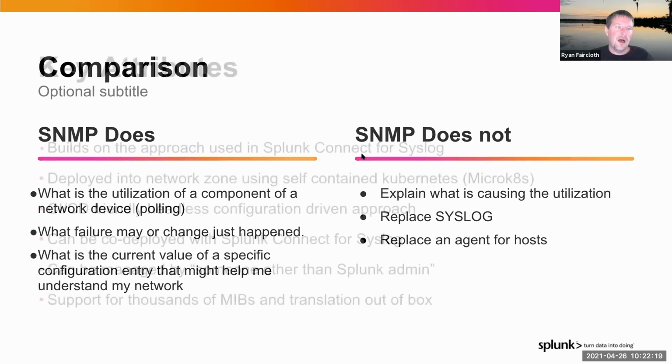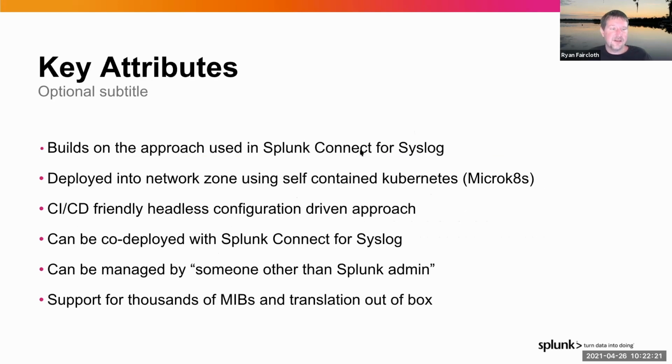Okay. Key attributes that you might be interested in builds on the approaches we used in Splunk Connect for Syslog. Deployed into network zones using self-contained MicroK8s, so we can keep it inside of our secure network enclave. We don't have to expose SNMP to untrusted network zones. We can have many or few of these, and it's scalable. It's designed to be CI friendly, headless deployment, low touch, very automatable. Some things you won't see is there's not actually a Splunk UI for this because it's not needed. It'd be extra.